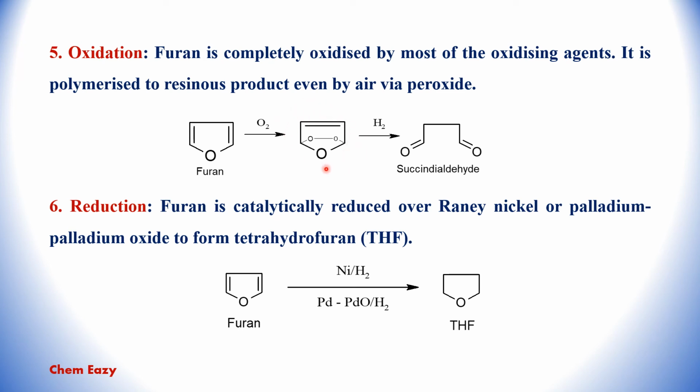When furan is catalytically reduced over Raney nickel or palladium oxide, it produces one of the important compounds, that is tetrahydrofuran. See the reaction, furan on reduction produces tetrahydrofuran. So this is fully saturated furan.